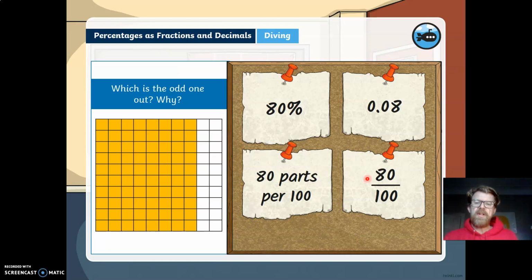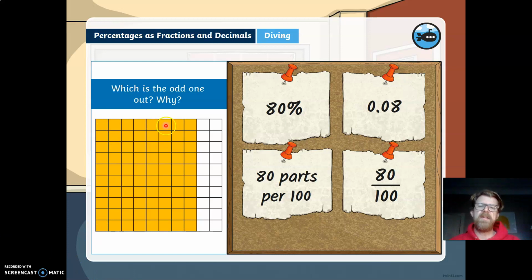Okay, which is the odd one out? So again, I'm going to ask you to put me on pause in a moment and see which one of those is the odd one out. We just had a big clue in the last screen. So you've been on pause and now we're back. So which is the odd one out?